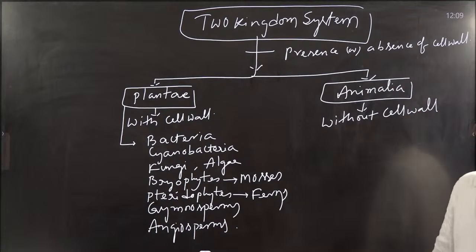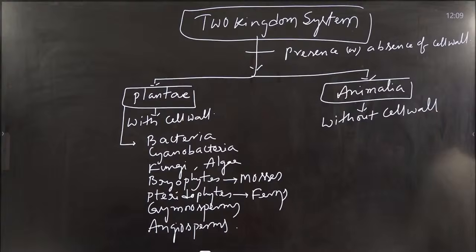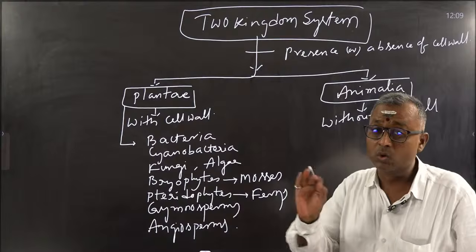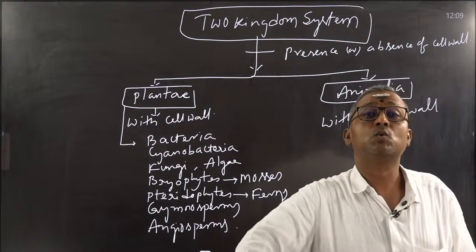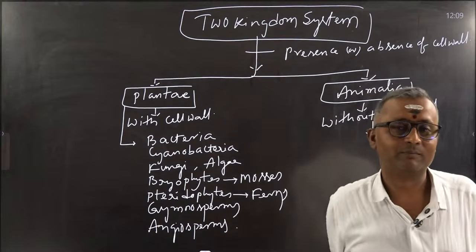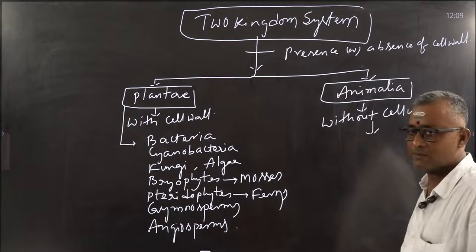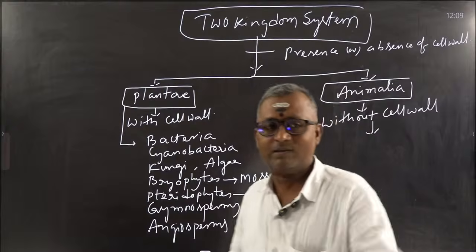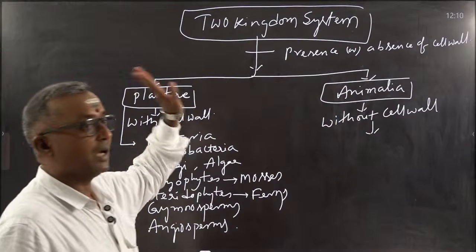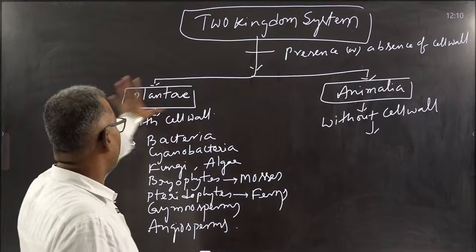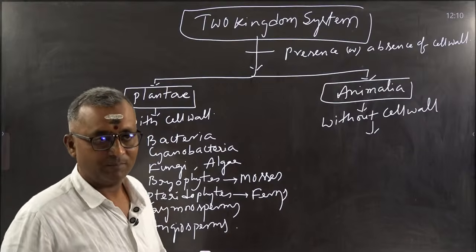Whereas under Animalia, he included those organisms which do not have cell wall, like all animals, simply to say. All animals, those without cell wall, were placed under Animalia. This is how he made the classification.